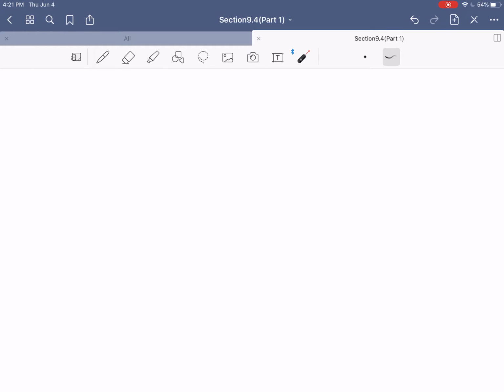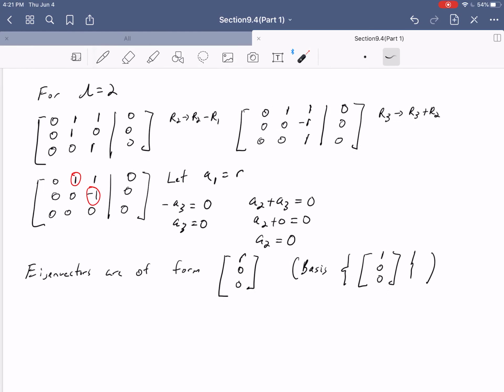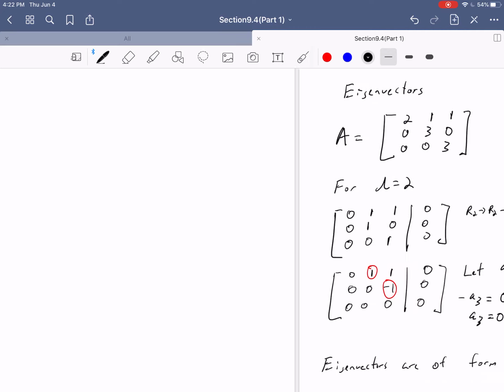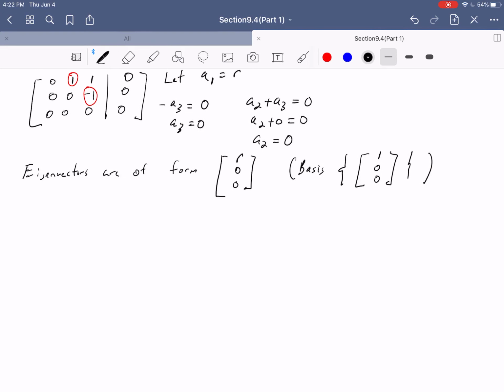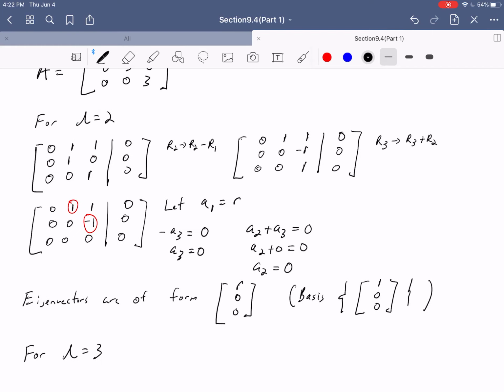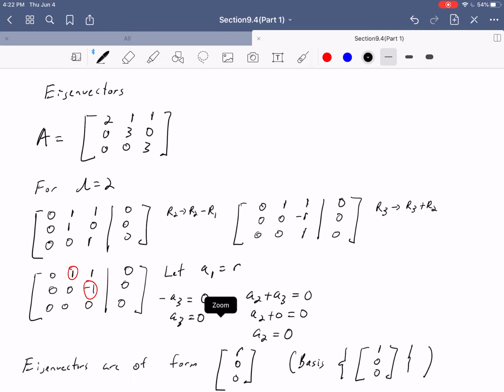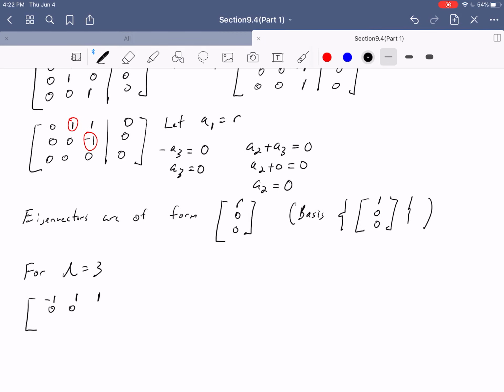All right, I think we have enough space to do the other one. Yeah, so let's go ahead and do the other eigenvalue, which was 3. So for lambda equals 3, we'll subtract 3 off the diagonal. So it looks like we should get minus 1, 1, 1. And then otherwise it'll be 0, 0, 0, 0, 0, 0, and we'll augment with 0, 0, 0. And we'll try to solve that guy.